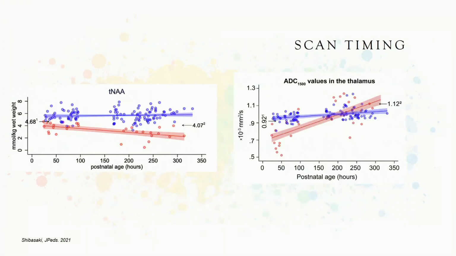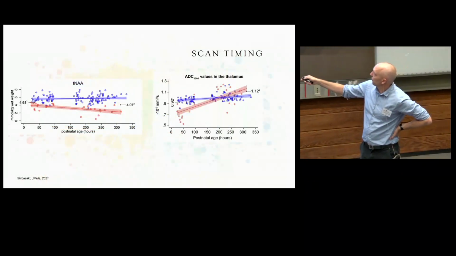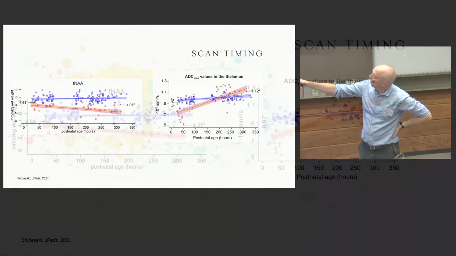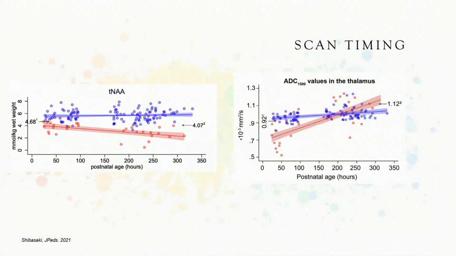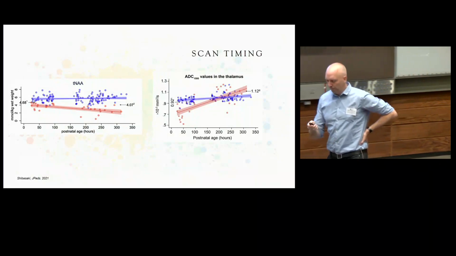So just an example. This is from the Japanese clinical study, also looking at total NAA versus ADC values, which were the diffusion parameters. And this is then postnatal hours here. So you see the total NAA, and these are the good outcome versus the bad outcome, so the total NAA stays low, whereas in the poor outcome group, the ADC values actually increase. So if you do your MRI here with diffusion-weighted imaging, you're not going to see a difference between good and bad outcome.